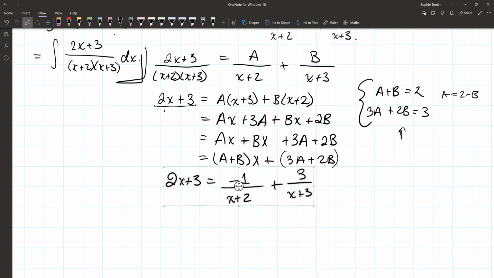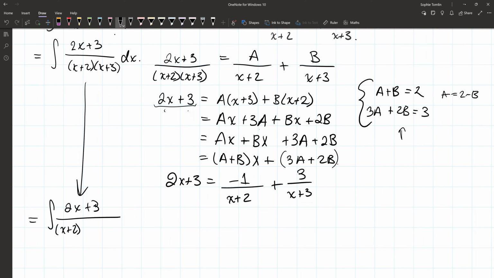And now we'll come back to this integral, which I'm going to move down here a little bit so it's less cramped. So we have the integral of (2x plus 3) over (x plus 2)(x plus 3) dx. That's going to be the same as, I'm going to switch these around a little bit because we have a negative here and sometimes it's nice to have the positive term at the front. So we'll have 3 over x plus 3 minus 1 over x plus 2, and then again dx.